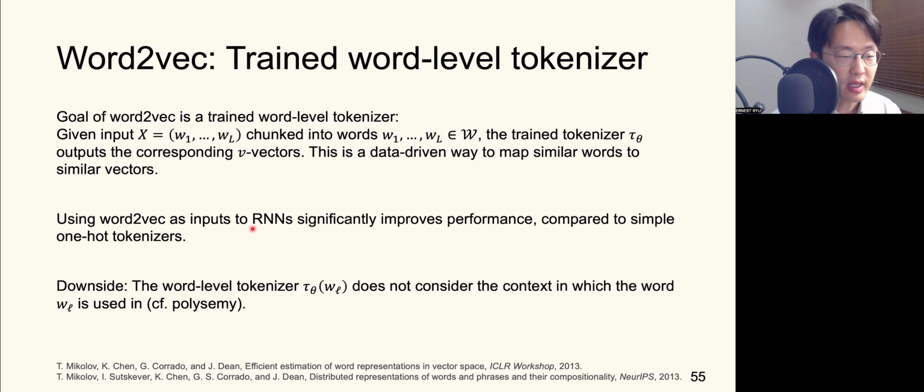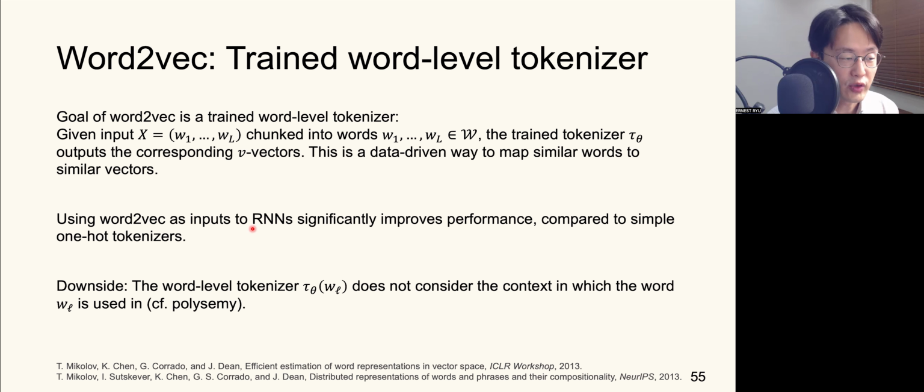Now, why would that be the case? Well, if you use a one-hot tokenizer, then the word feline, the word cat, and the word truck are all just distinct words. They're mapped to completely separate one-hot vectors. So the tokenization process does not provide any information as to which words are similar and which words are dissimilar.